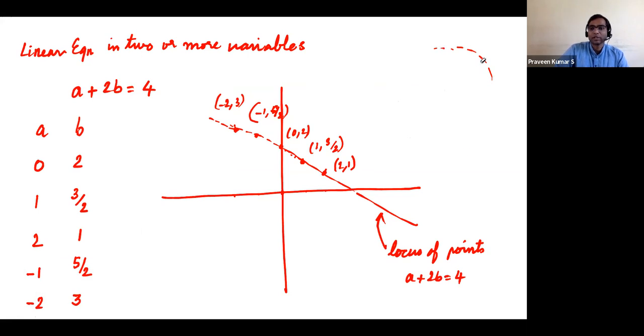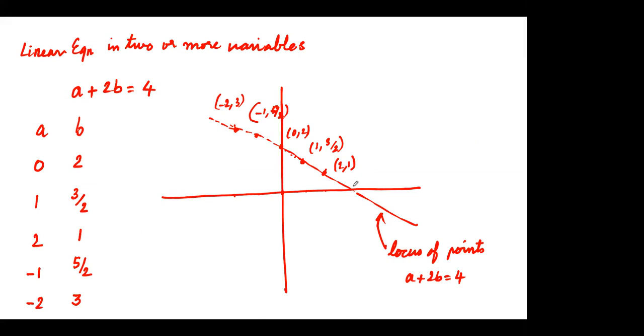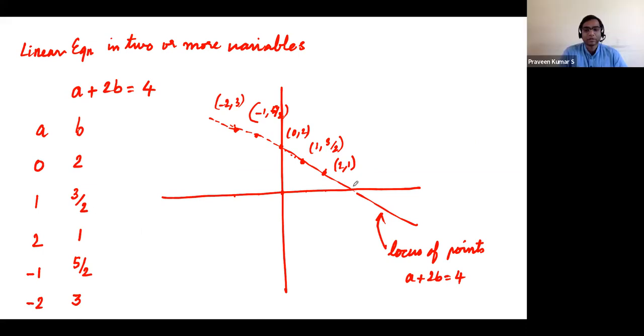Now, once you have defined all these points, if I just give you one equation, that is a plus 2b is equal to 0, and I ask you how many solutions or how many sets of values are there such that they satisfy this equation, how will you define that? Infinite. Yes, there are infinite number of values, right?